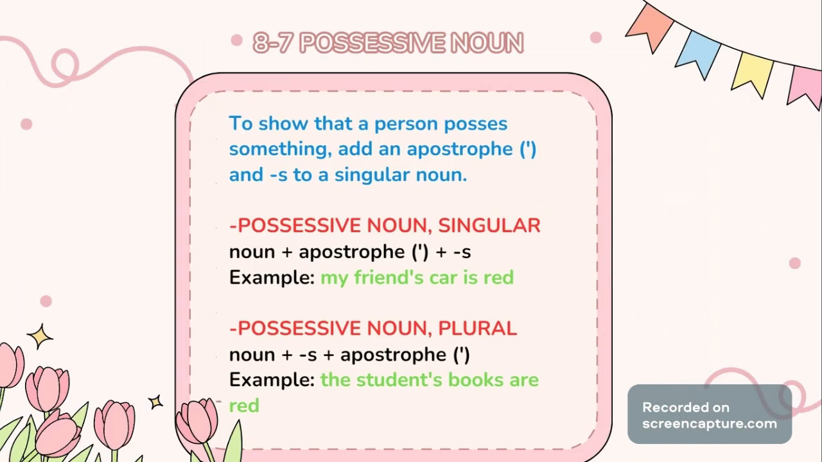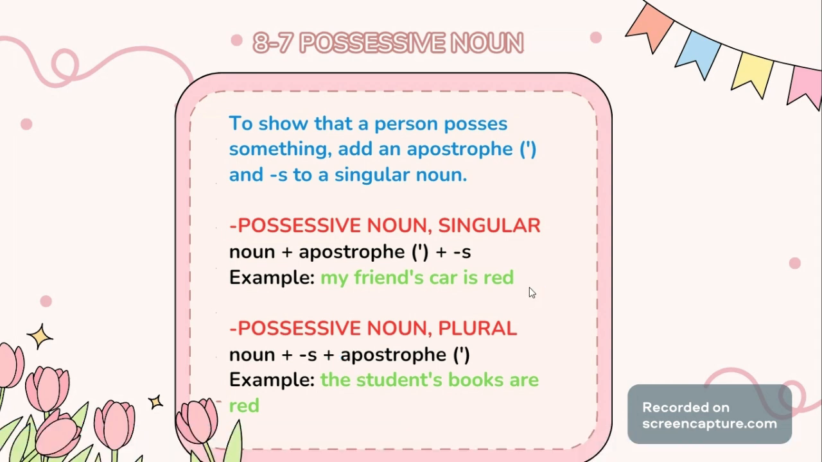Next, possessive nouns. To show that a person possesses something, add an apostrophe like this, and add s to a singular noun. Possessive noun, singular: noun plus apostrophe plus s. Example, my friend's car is red. Like this is a possessive. And the possessive noun for plural: noun plus s and apostrophe. Example, the students' books are red.